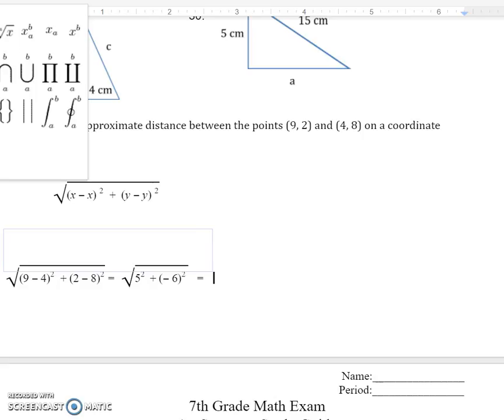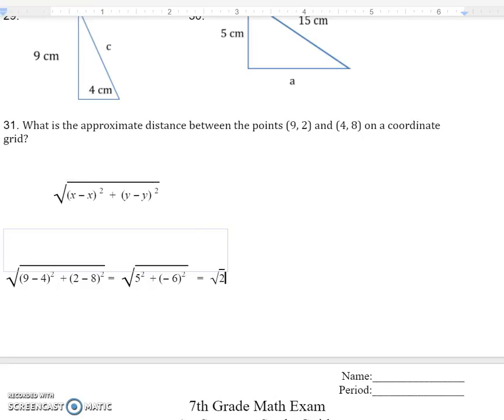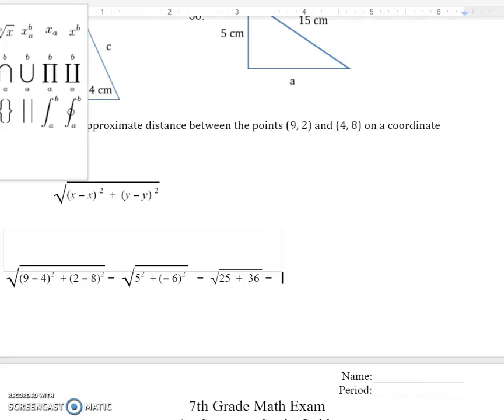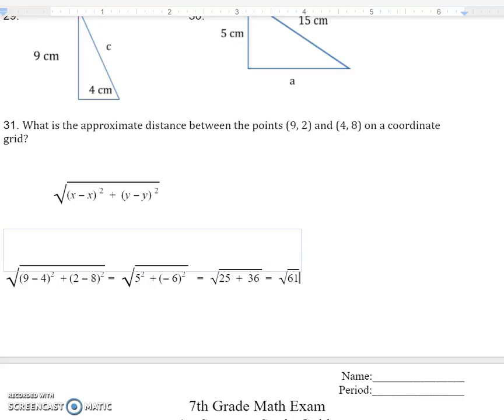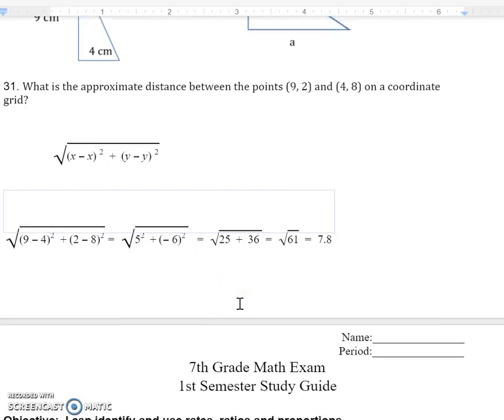sorry, I'm getting there, it's hard with this, the square root of 25 plus 36. And the square root of 25 plus 36 is the square root of 61. And that's about equal to somewhere 7 point, I'm not sure, about 8. I'd have to do it on a calculator. But this formula will help you. You just plug in those 2 points and kind of follow that process.